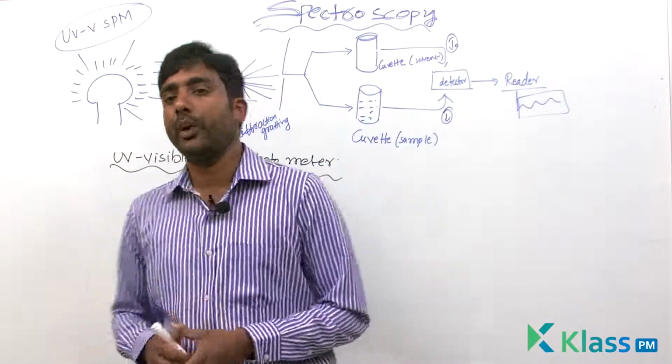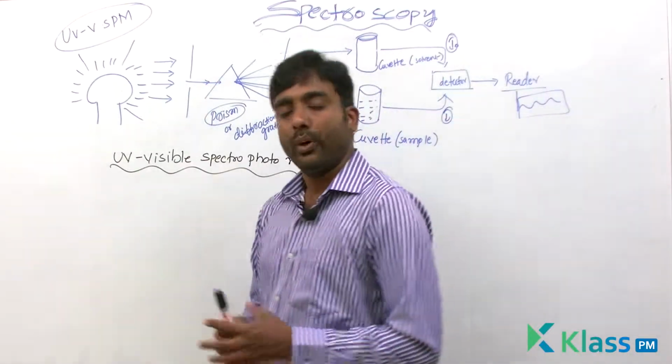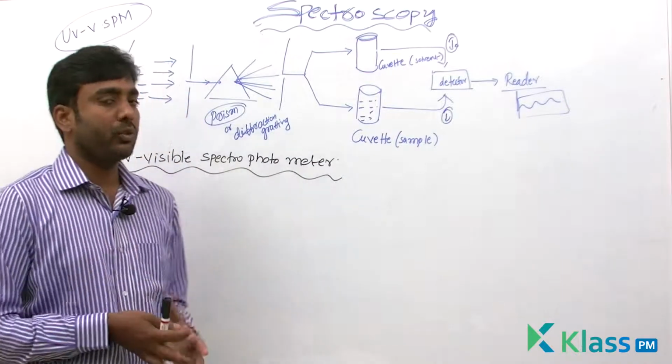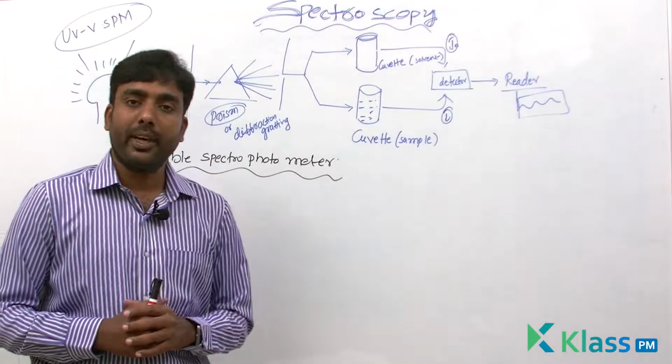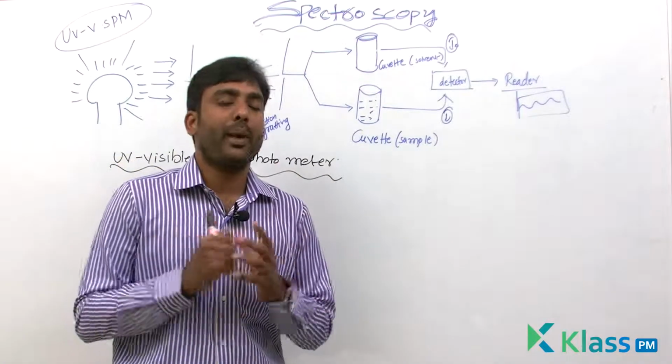In today's class we are going to discuss the UV Visible Spectrophotometer, what this device is, how it is constructed, and what its working is. All these things we will discuss in today's class. The UV Visible Spectrophotometer is a device which we use for UV Visible Spectroscopy.